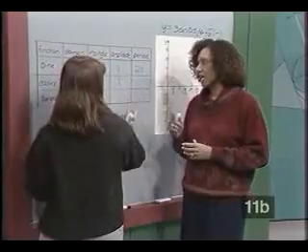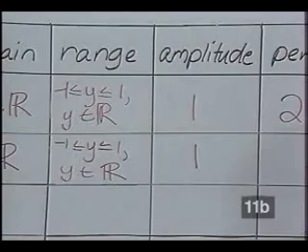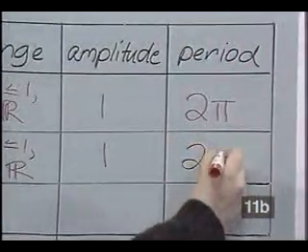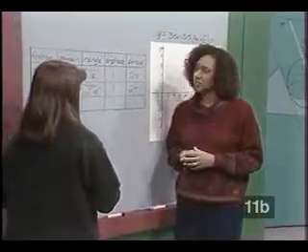1. Because the amplitude is 1/2 of the distance between the minimum and the maximum points. Right. And the period is 2 pi. Okay, so again, it takes us 2 pi radians to complete one cycle of the graph.